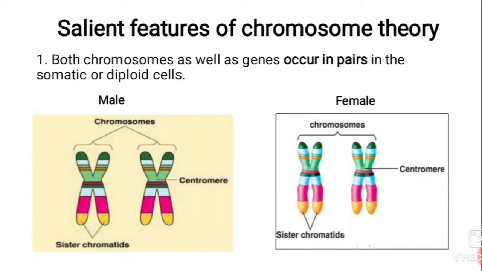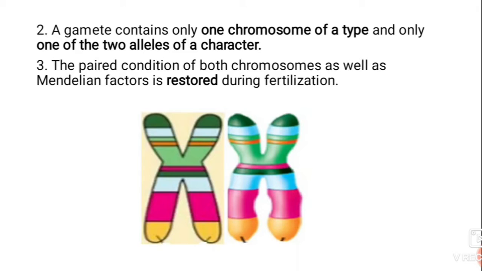The first feature is that both chromosomes as well as genes occur in pairs in somatic or diploid cells. They occur only in pairs, which means they will not occur singly. The next feature is that a gamete contains only one chromosome of a type and only one of the two alleles of a character. The third is that the paired condition of both chromosomes as well as Mendelian factors is restored during fertilization.